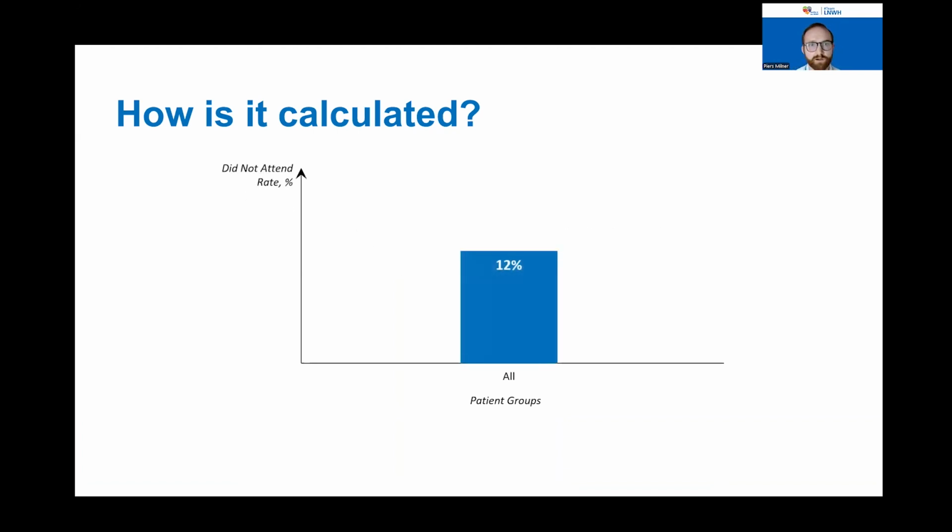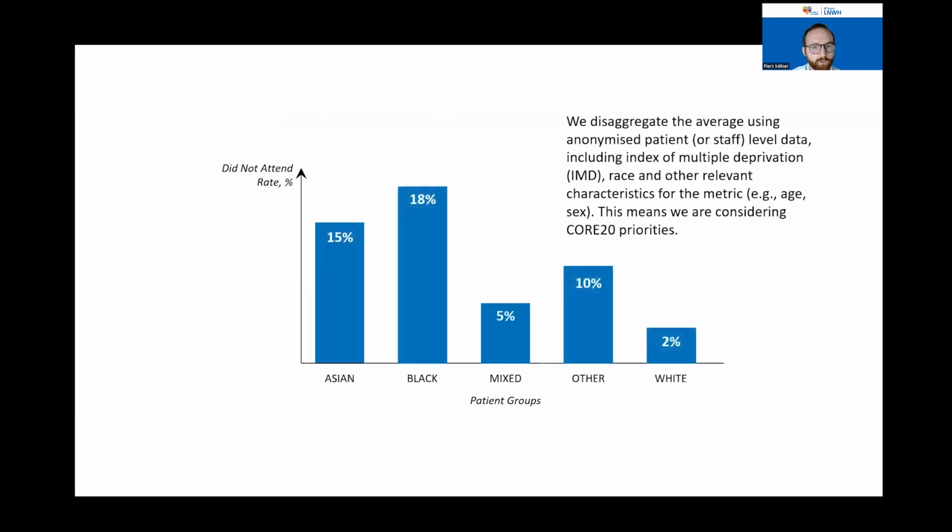If we took our did not attend rate, our DNA rate for the trust, and we saw that was at 12% across all different groups and all different services, one of the first steps that we do is to disaggregate that data. So if we go to the next slide. I've disaggregated it here into race, but equally we could be doing this for index of multiple deprivation. We could be doing it for any other characteristic, age, sex, and so on, and all aligned with the Core 20 priorities. And what you can see here is that we've got some quite big variations within this.